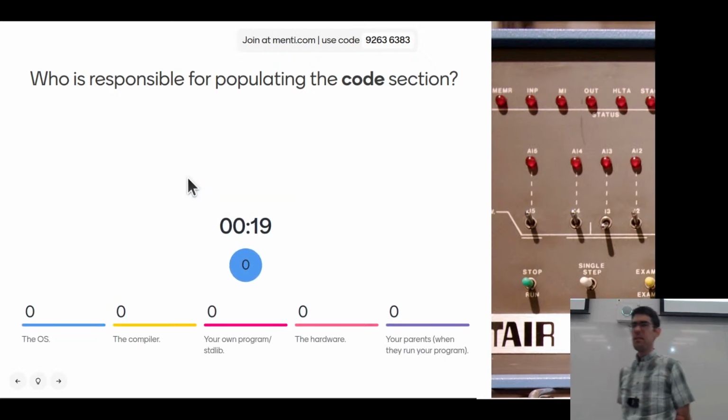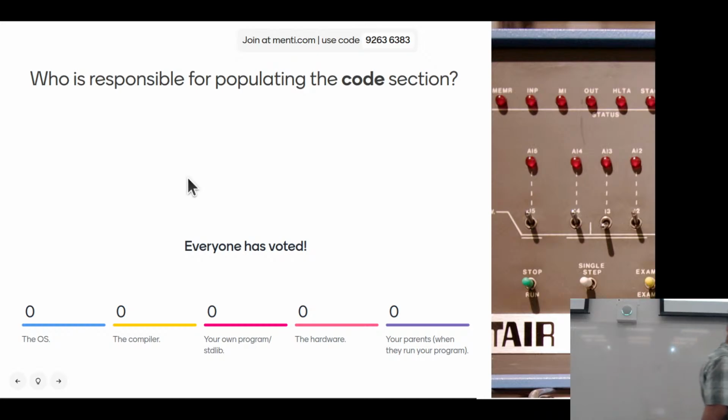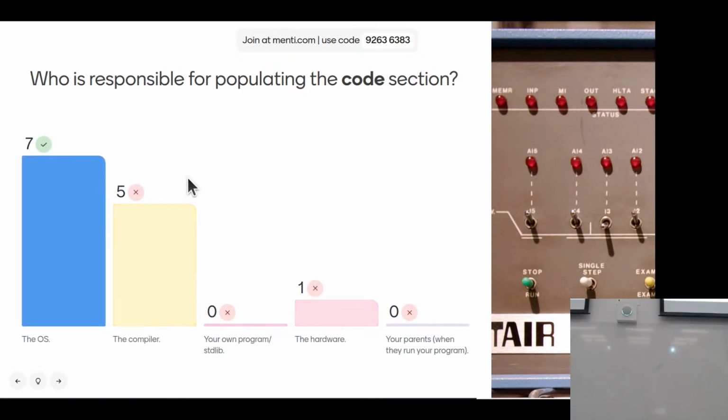Populating here, I mean to say fills it up. Who fills up the code segment or the code section? Who puts the code in the code section? Yes, the operating system has the primary responsibility of loading this program up. So when we run this command in our shell, we're asking the operating system to do exec, and the exec call is ultimately going to take the code from that file and load it into the code section. That's going to be the responsibility of the operating system.